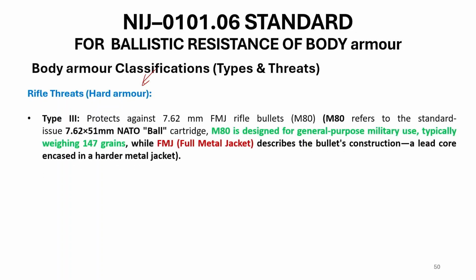For hard armor we use type 3 and type 4. So, type 3 protects against 7.62 full metal jacket rifle bullets. So, M80. That is the definition of the threat: 7.62 mm full metal jacket rifle bullet of M80. M80 refers to the standard issue in NATO.